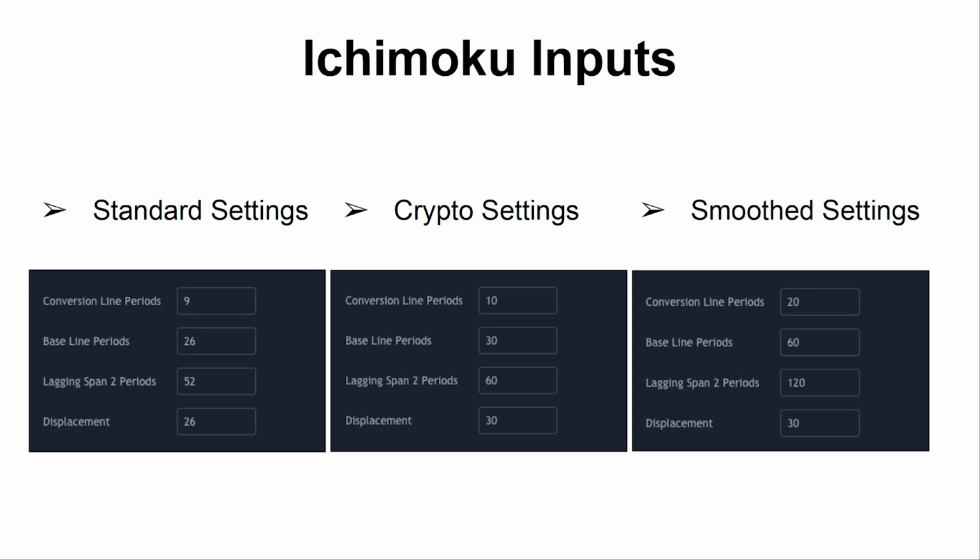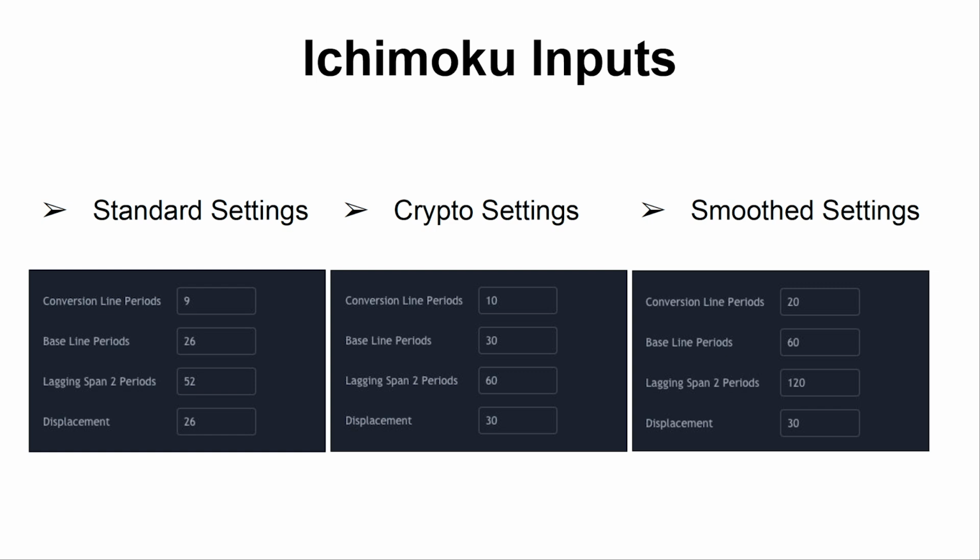I'm going to briefly go over the various settings. The first is the standard out-of-the-box settings. For those of you who will be trading traditional markets, these settings will make the most sense to you. There are 4 inputs: conversion line, baseline, lagging span 2, which is also our Senkou span B, and displacement, also known as our lagging span or Chikou span. Traditionally, these numbers are 9, 26, 52, and 26, and they reflect the normal operating times for traditional and forex markets, i.e. approximately 26 trading days in a month on average, including market holidays.